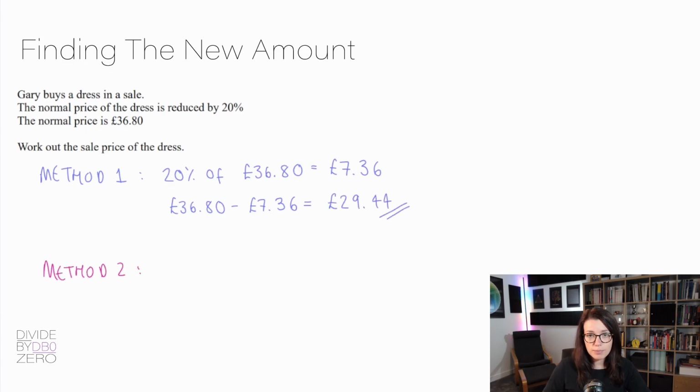Method 2, you might prefer to think about it like this. So starting with 100%, which is the original or normal price of the dress, there's a 20% reduction in the sale, so that percentage reduces to 80%. And then you can find 80% of £36.80, again using one of the methods we saw earlier, and then that would be £29.44 as well.